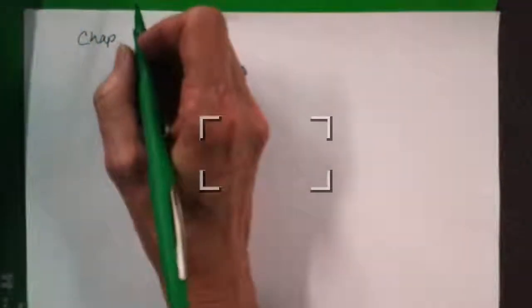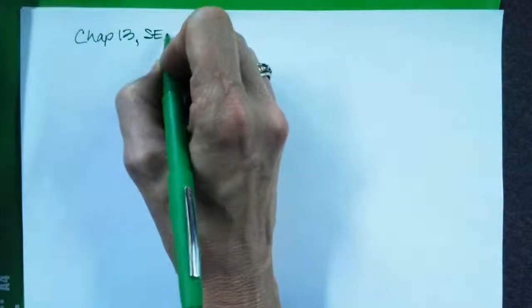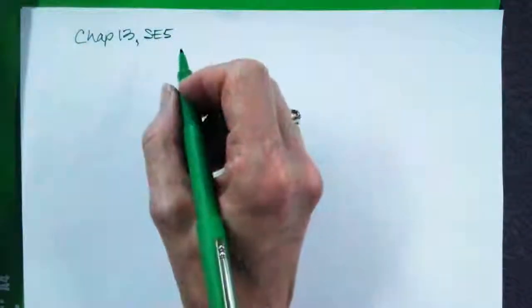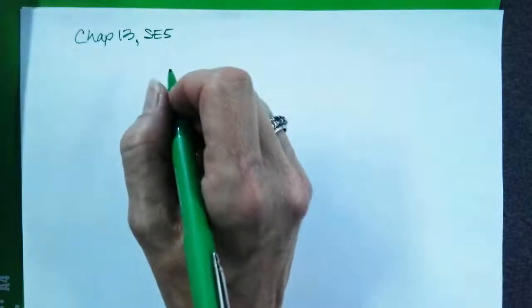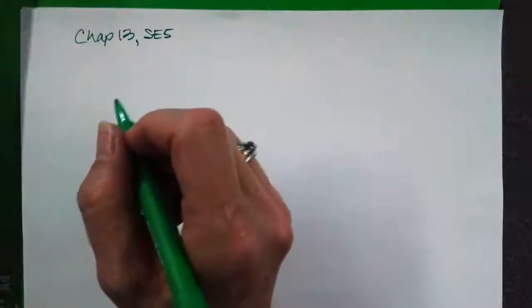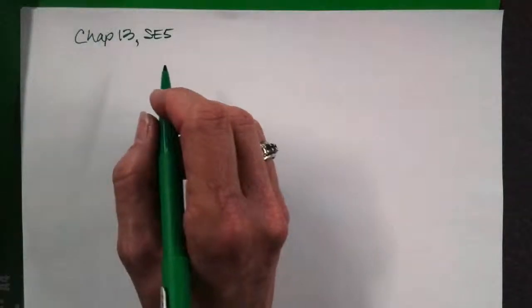Okay, class, I'm back with you, and I want to look at Chapter 13, SE5. Let's review a little bit about preferred stock. You may remember from your reading, I hope, that preferred stock is called preferred because it will get a dividend paid before there is money available to pay the common stockholders. What's not preferred about it is that it doesn't vote.